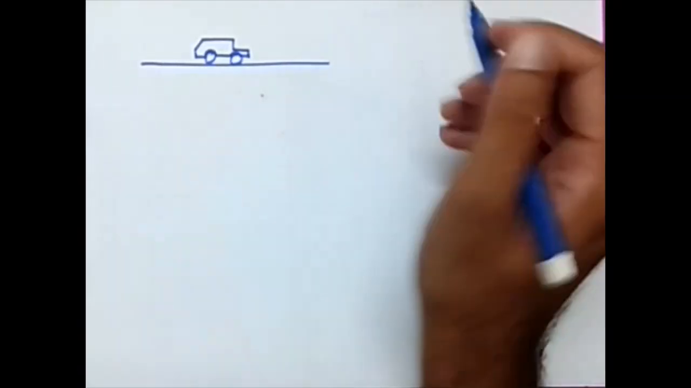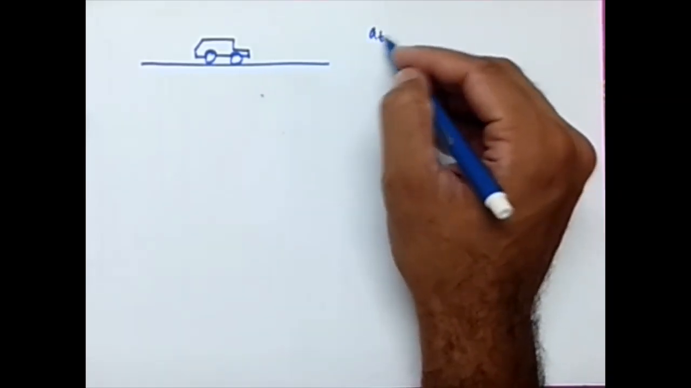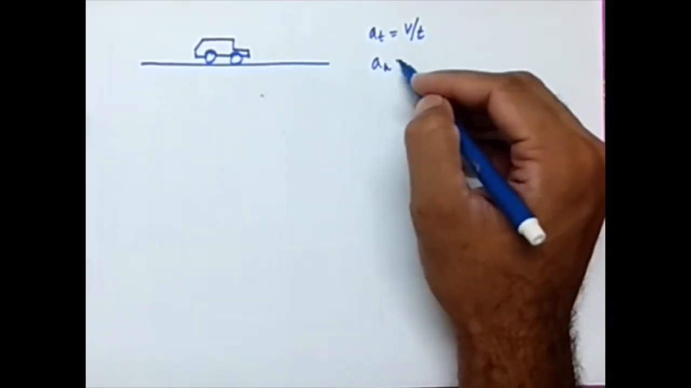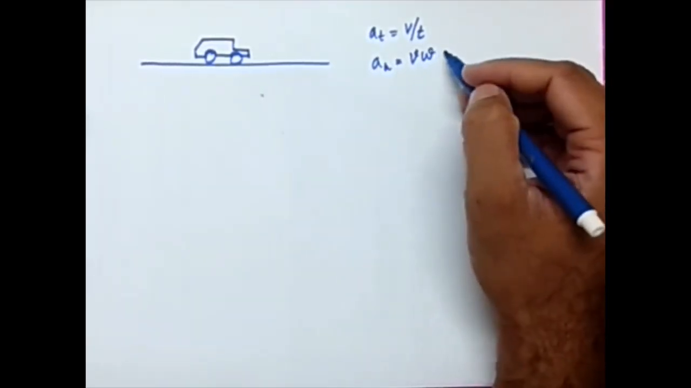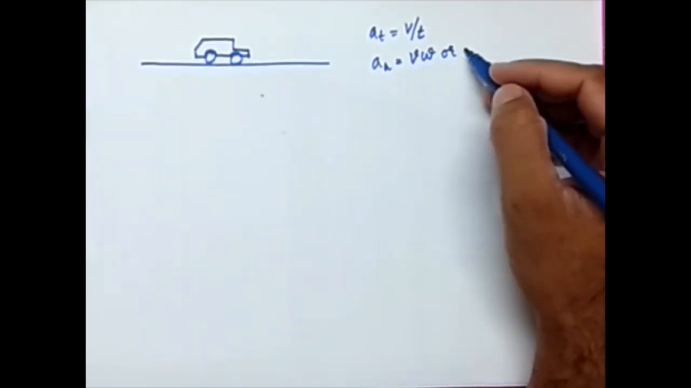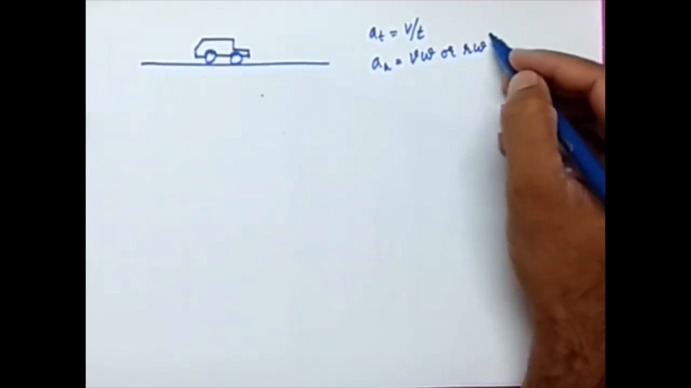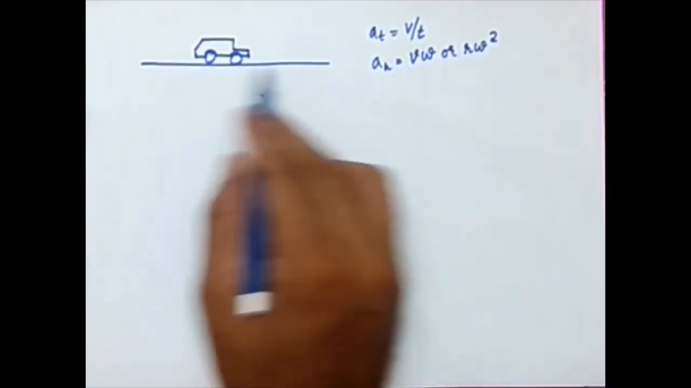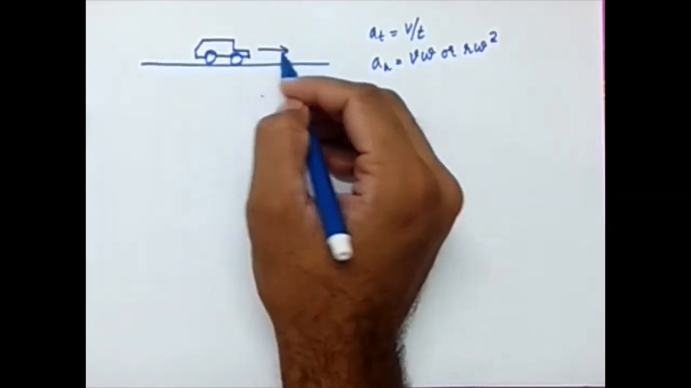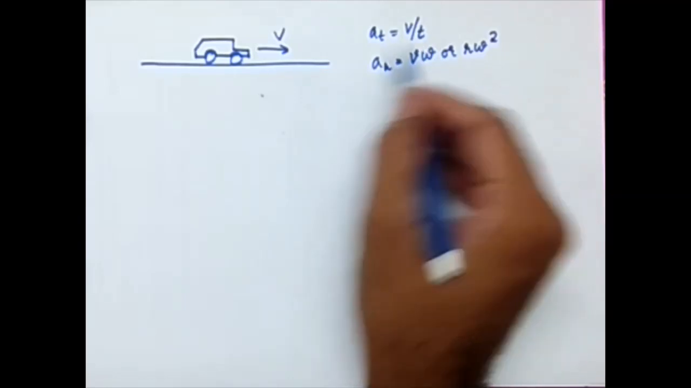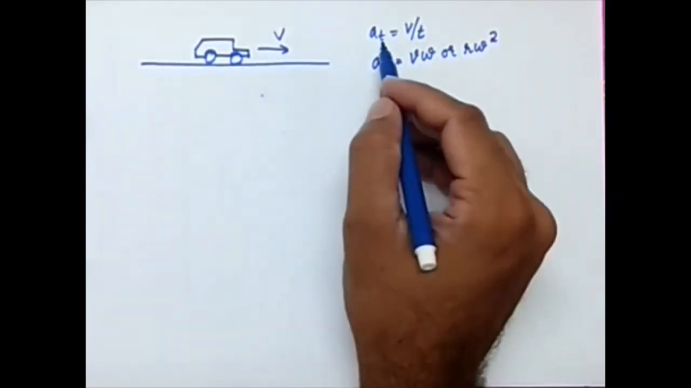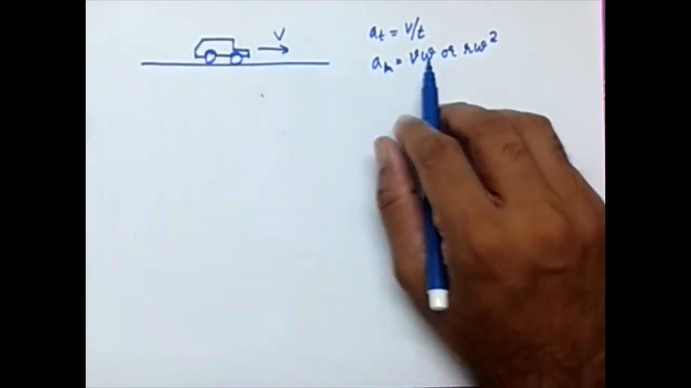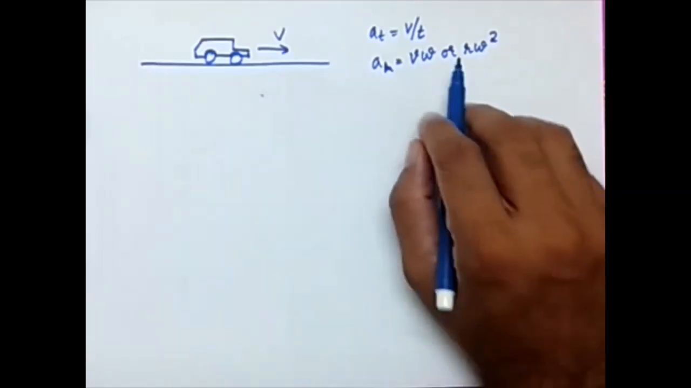Now it is moving here, and we have the at component equal to v by t. What about an? An is given by v omega, or by r omega square. For this vehicle moving with a velocity v in a time interval t, I get at as this. What about an? For calculating an, I require v and omega, or I can get r and omega square.